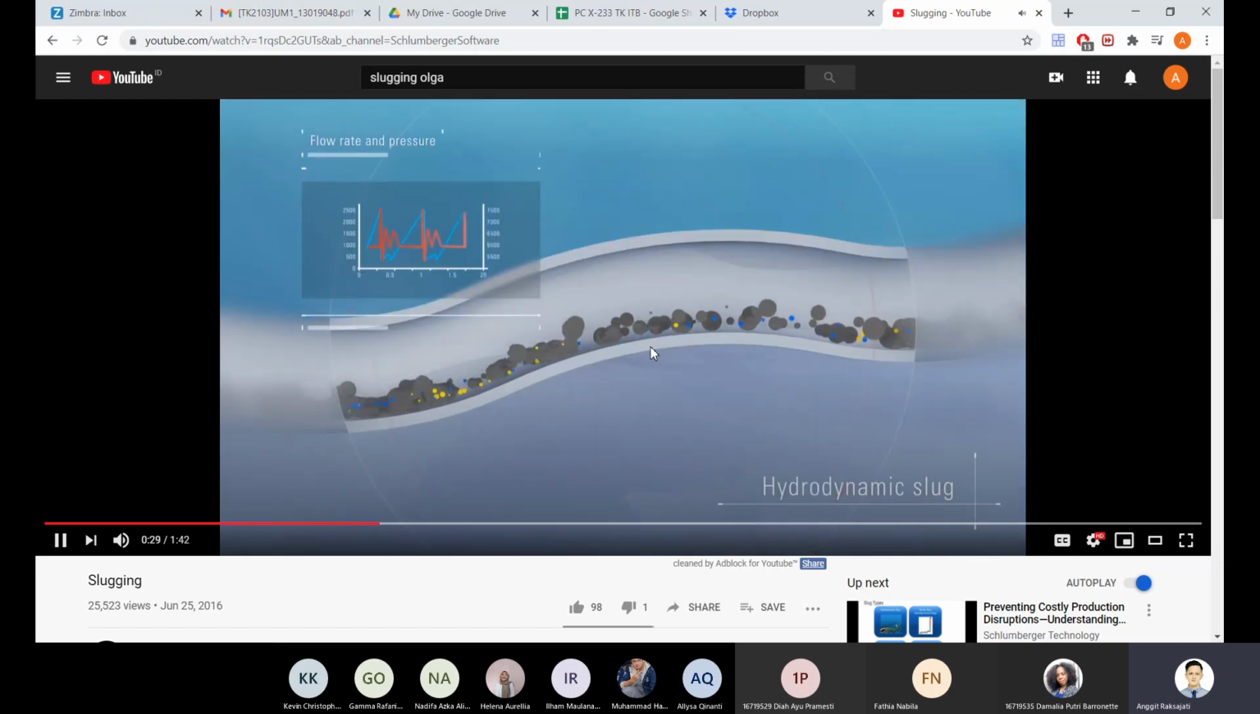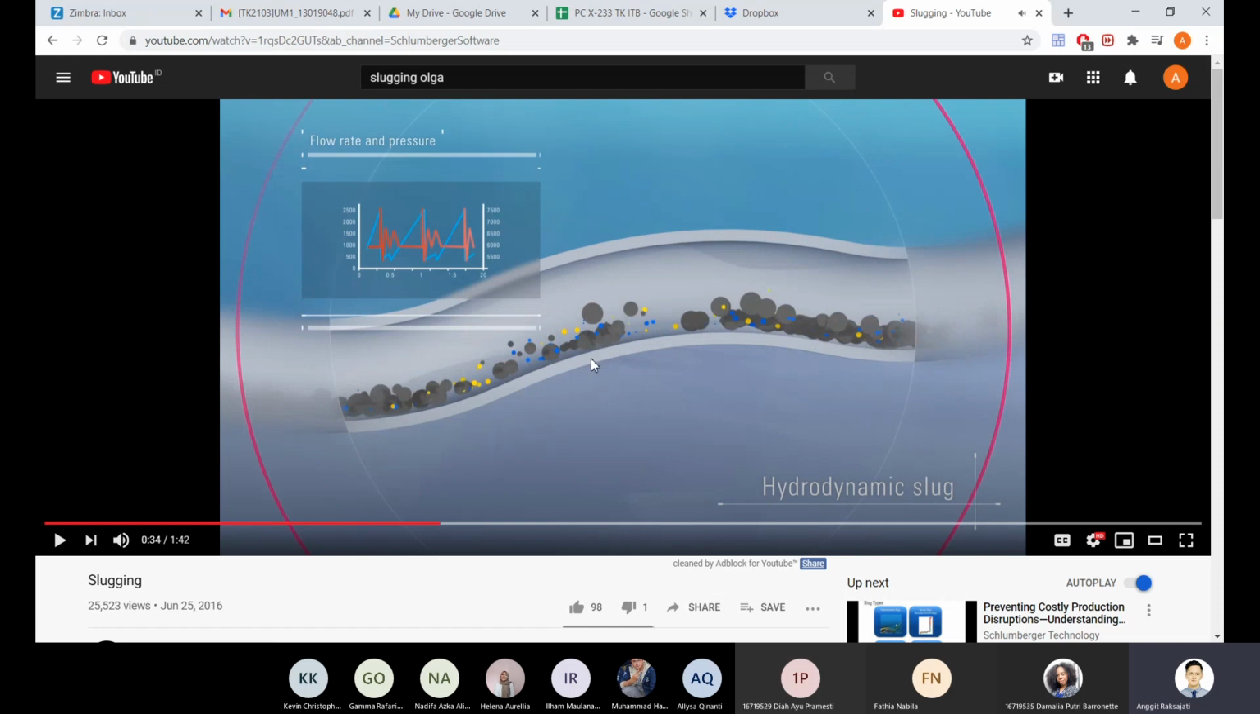Hydrodynamic slugs are caused by shear at the gas-liquid interface between the different movements of gas and liquid. Hydrodynamic slug, this is when we talked about the regime earlier. Maybe it's not because of the riser, but because of the ratio between the gas and the liquid itself. At a certain ratio, the gas will be stratified at the top and the liquid will be concentrated at the bottom, and they go at different velocities. Gas will be faster, liquid will be slower, and it starts to build up.